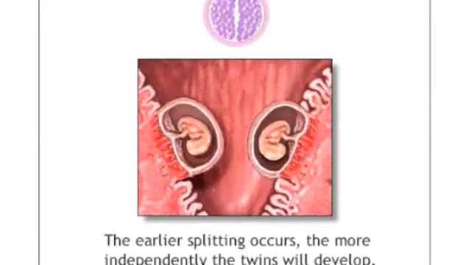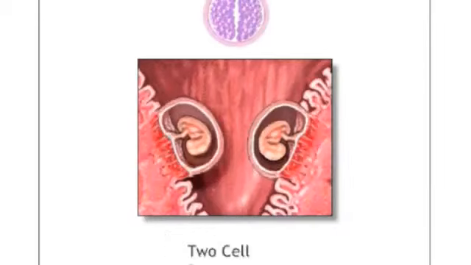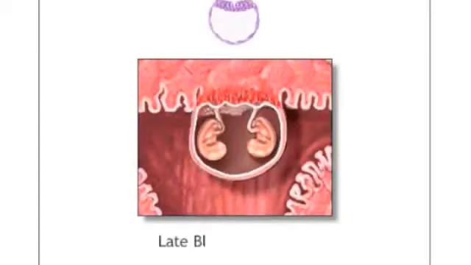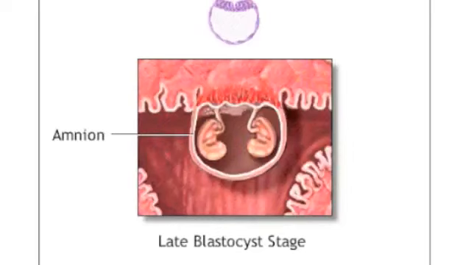Basically, the earlier the splitting occurs, the more independently the twins will develop in the uterus. So, a pair of identical twins that split during the 2-cell stage will each develop its own amnion, chorion, and placenta. Twins that split during the late blastocyst stage will share an amnion, chorion, and placenta.